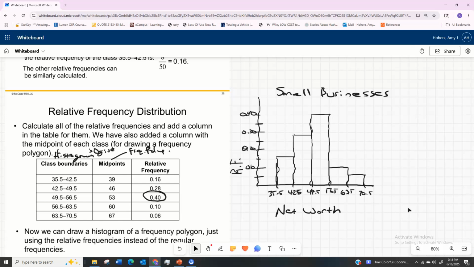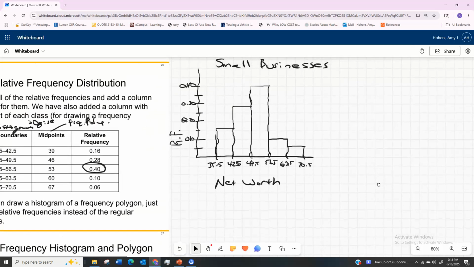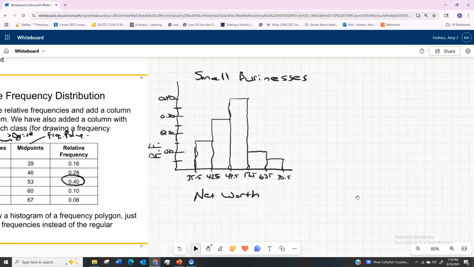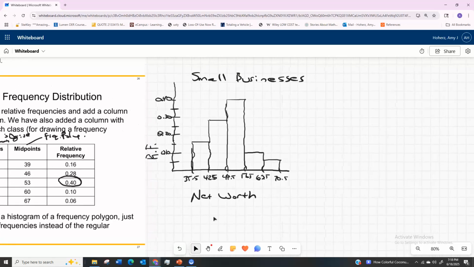Okay, so now let's do that same thing for a frequency polygon. I'm going to scooch this over because we don't need the boundaries for the frequency polygon. We only need the midpoints. So I'm going to make the same graph. And much of it's going to be the same, except for the way that we label the x-axis.